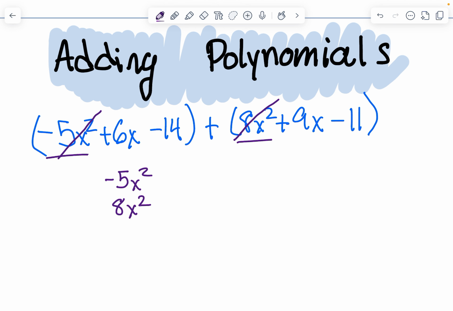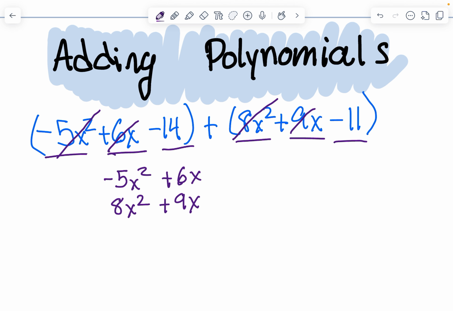Alright, that is taken care of. Then I'm going to look at just my x's, at least in this case. So I've got plus 6x and then plus 9x. And finally, the negative 14 and negative 11. And we are adding these. So we want to write them vertically with like terms in order. You can do this side to side, but it tends to work a little easier when it is vertical.